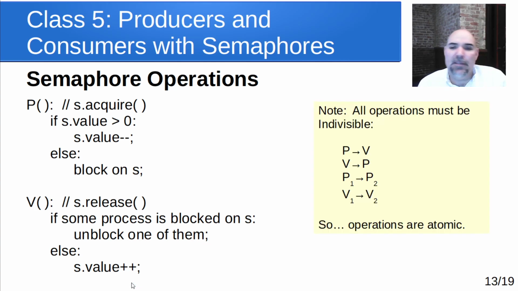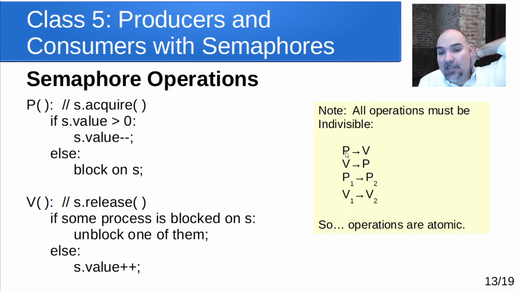Now, a couple things about that: both P and V operations, all operations, have to be indivisible, meaning they themselves are kind of like a critical section. In other words, I couldn't have two of them check at the same time and then two of them subtract at the same time. This has to be done in an indivisible, atomic, or mutually exclusive way relative to all other operations of that semaphore.